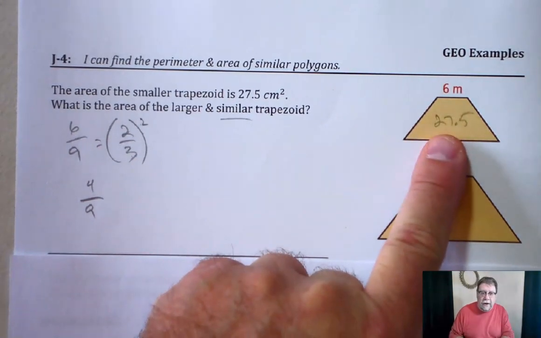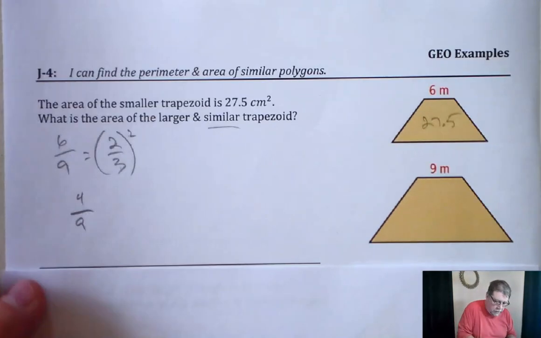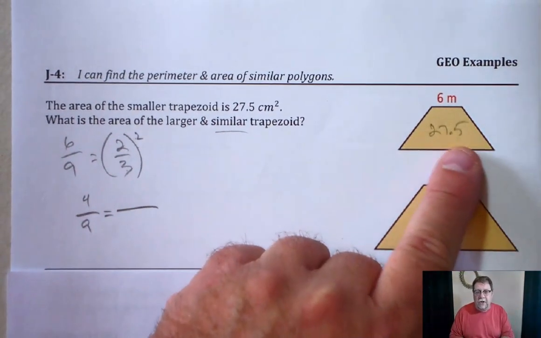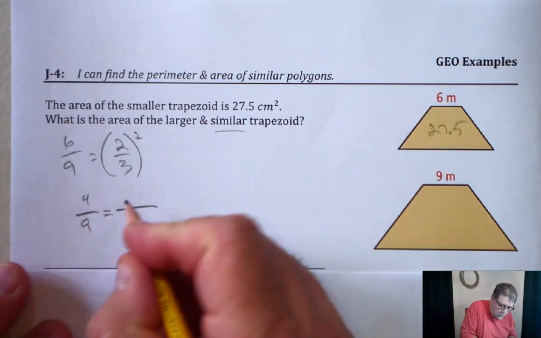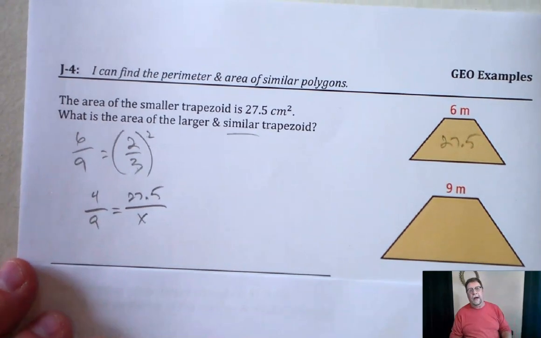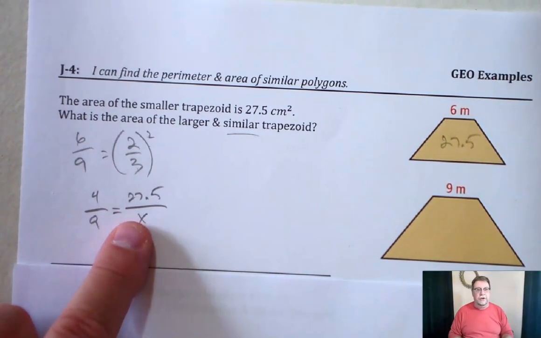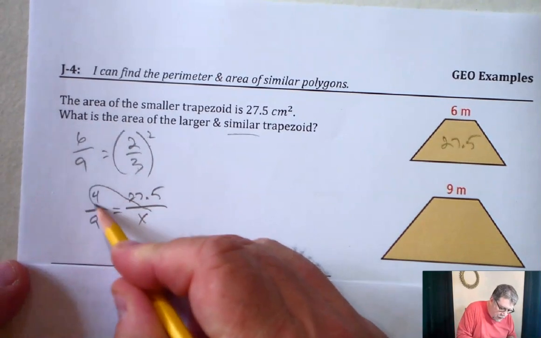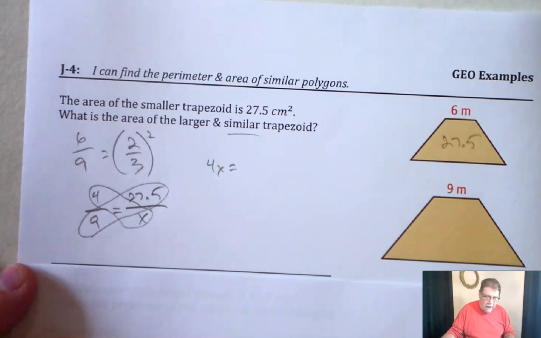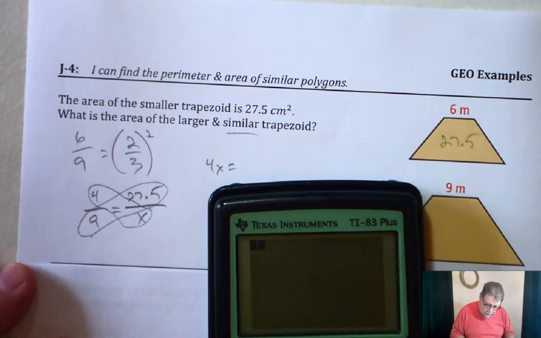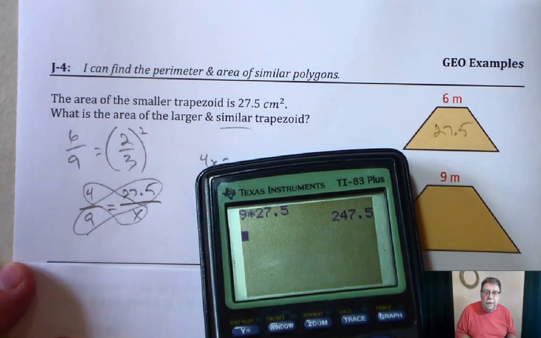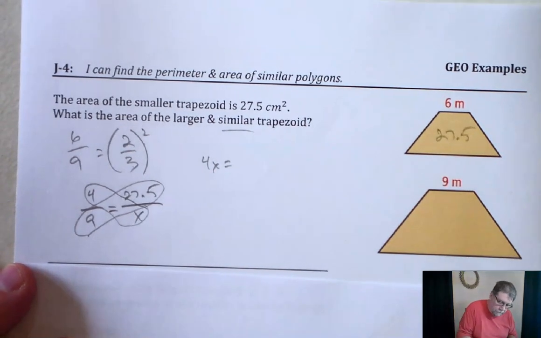Now, since I know one of the areas, I'm going to set up a simple cross multiplication problem. Since 4 represents the smaller shape, I know the area of the smaller shape is 27.5. I simply need to cross multiply to find the area of the larger shape. So 4 times x is 4x. 9 times 27.5 is 247.5.